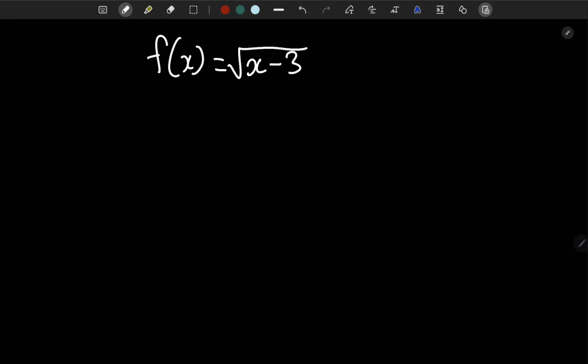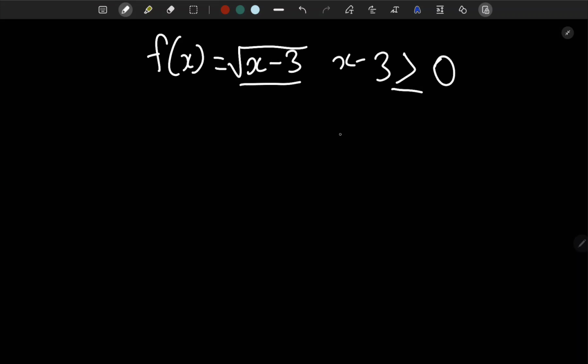So here we're going to move on to radicals now. So here we have f of x is equal to radical of x minus 3. The basic rule for radicals is that the inner part of the radical always has to be more than or equal to 0. So you just equate whatever is inside the radical, x minus 3 is more than or equal to 0. Now you bring 3 to the other side, so it will become x is more than or equal to 3, and that is your domain.